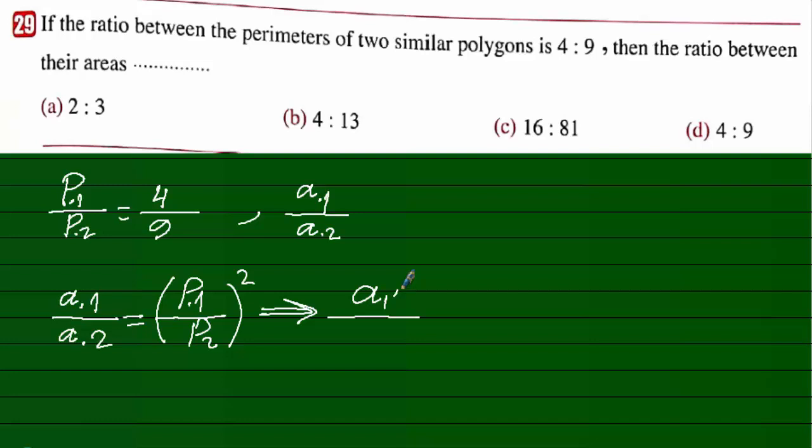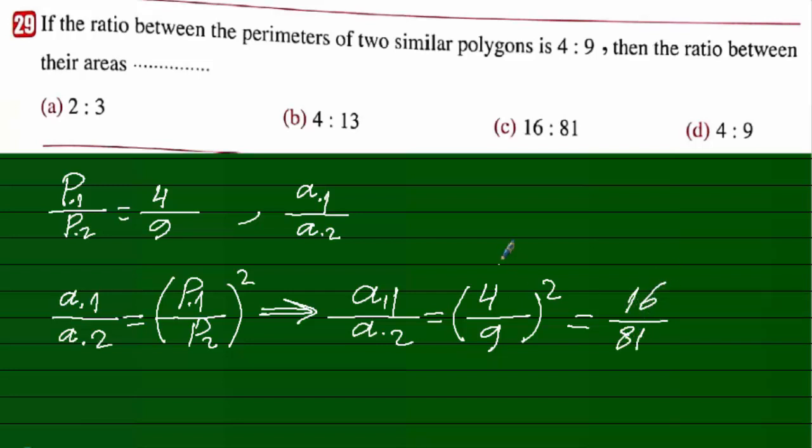So A1 over A2 equals, this ratio is from the given 4 to 9, so write all squared. So it is equal to 16 over 81. And the answer will be letter C here.